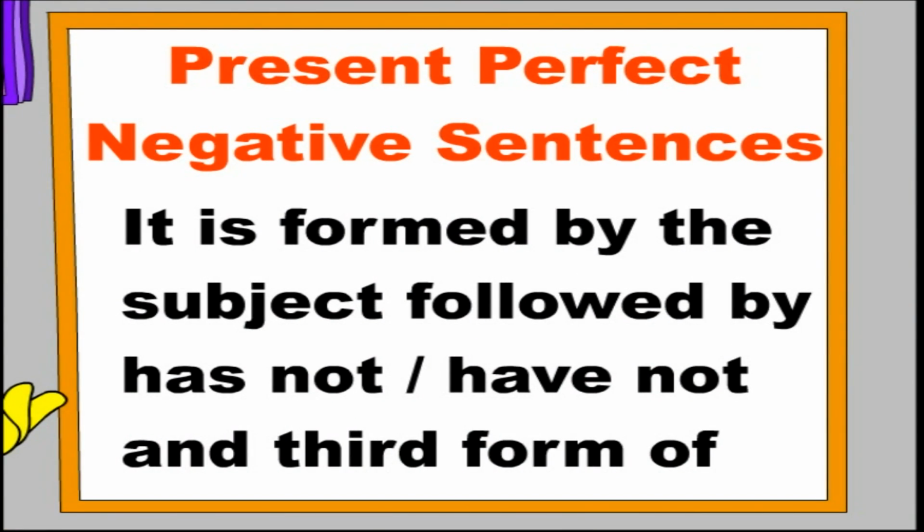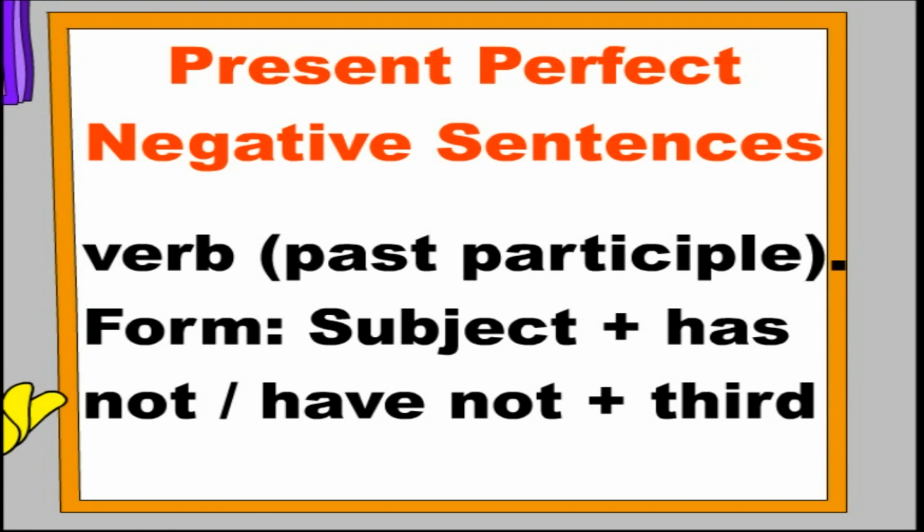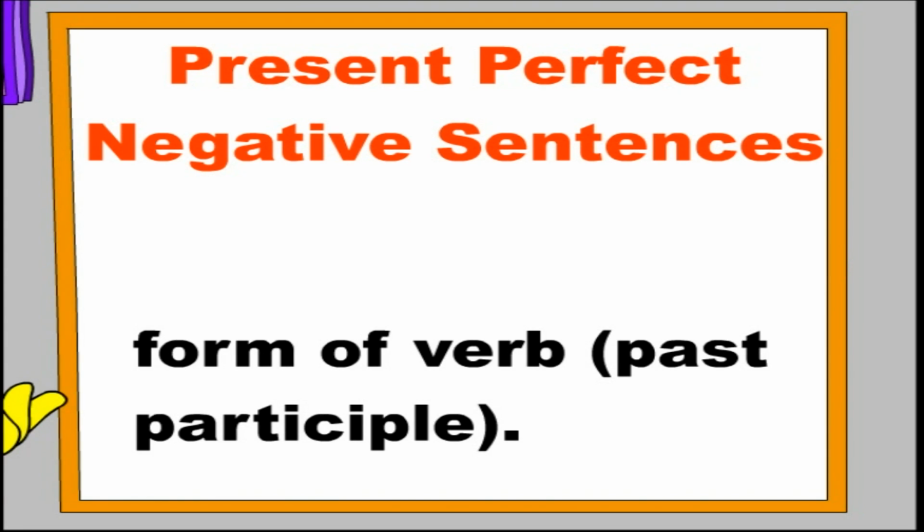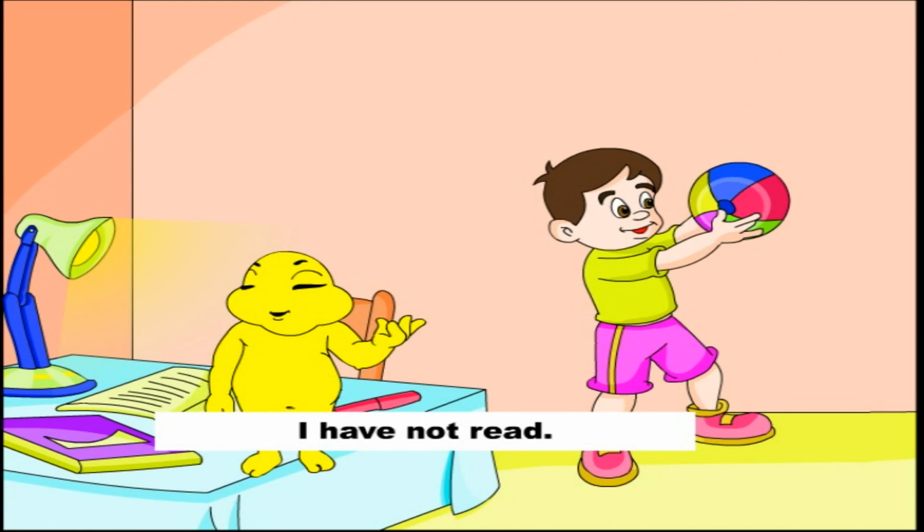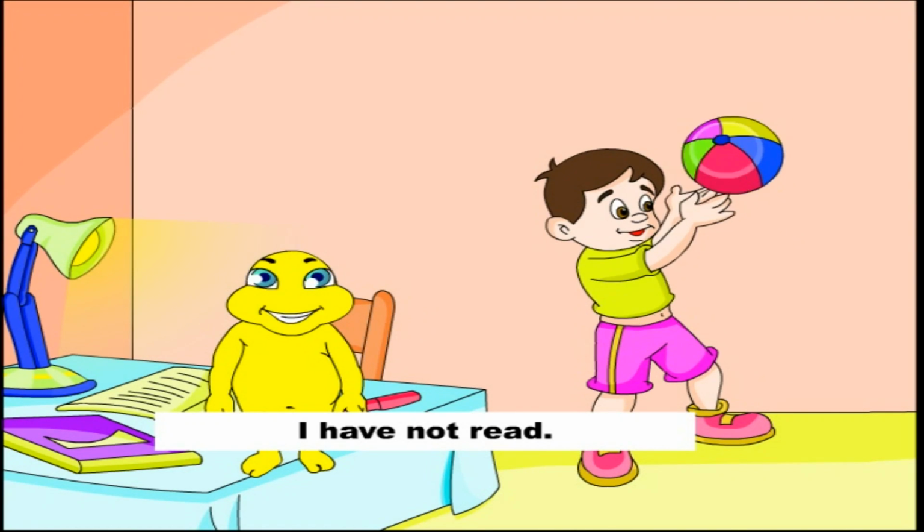Present perfect negative sentences. It is formed by the subject followed by has not, have not, and third form of the verb, past participle. Form: subject plus has not, have not, plus third form of verb, past participle. Examples: I have not read.